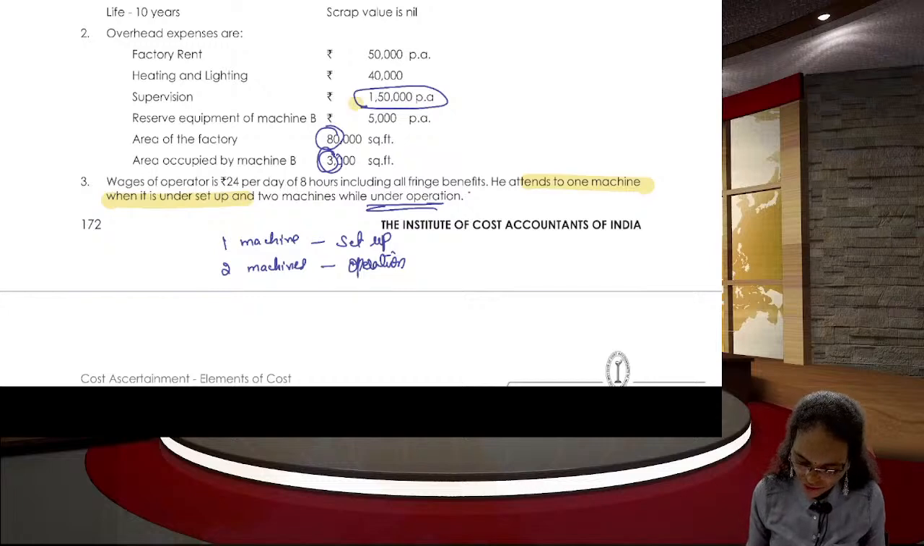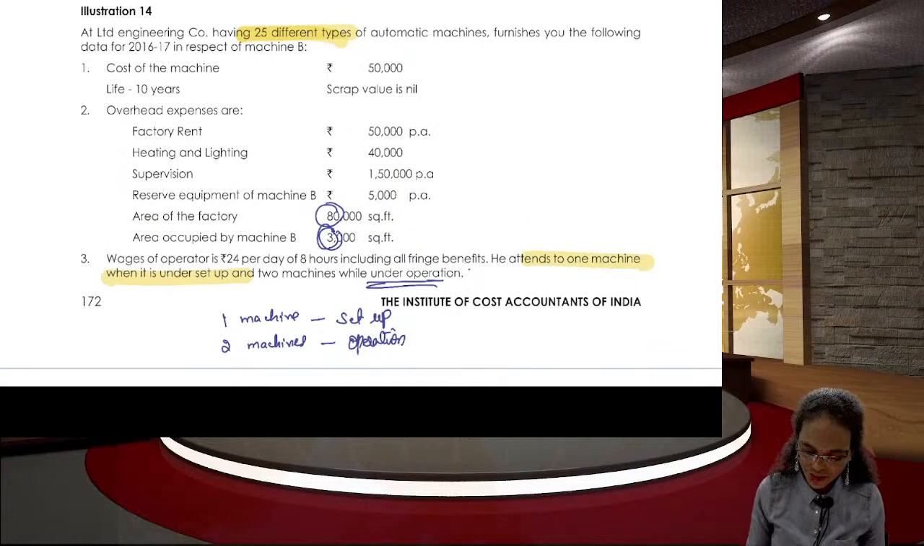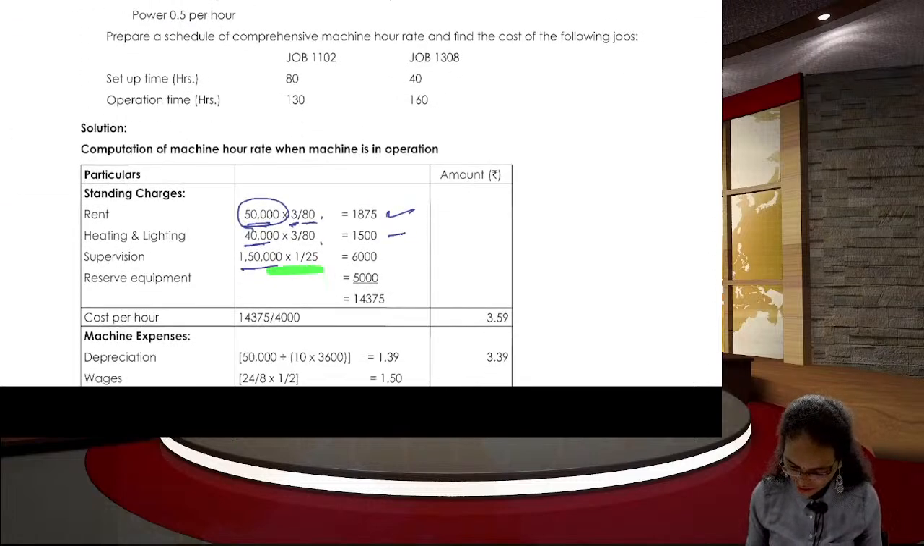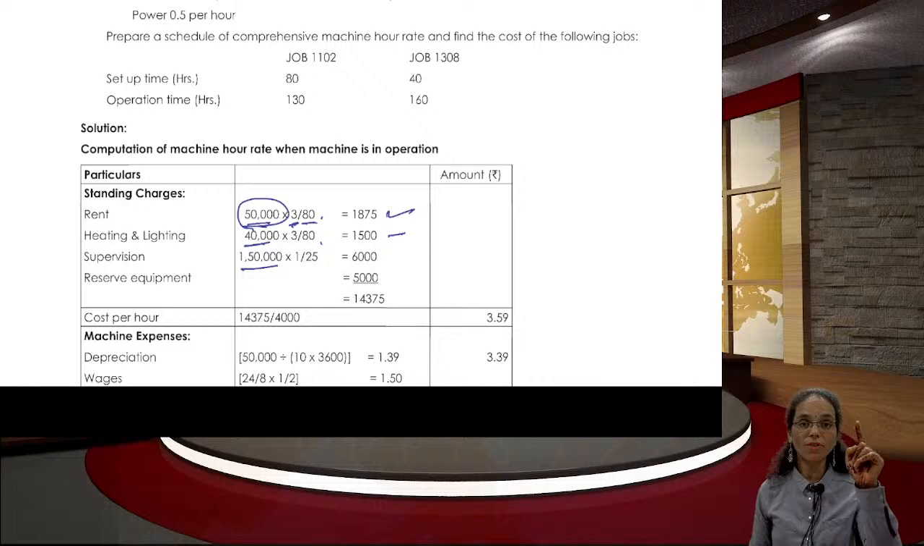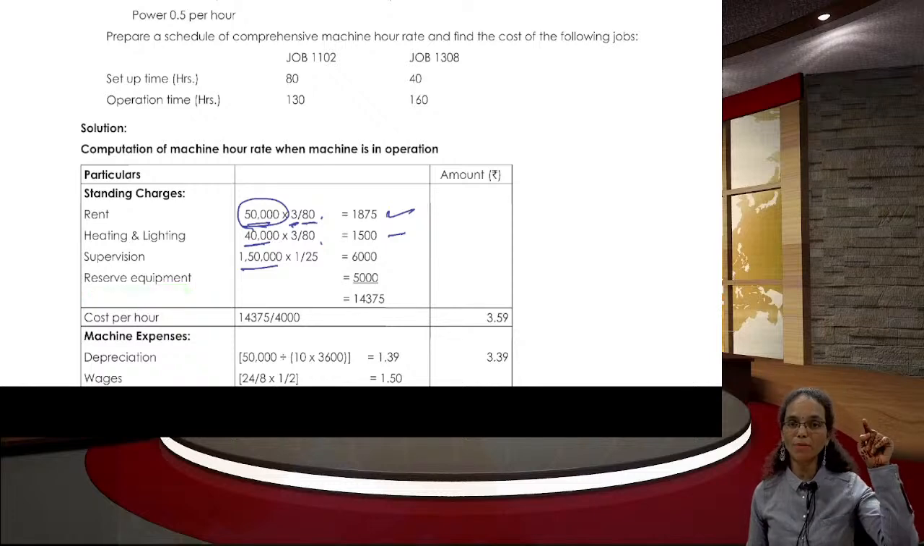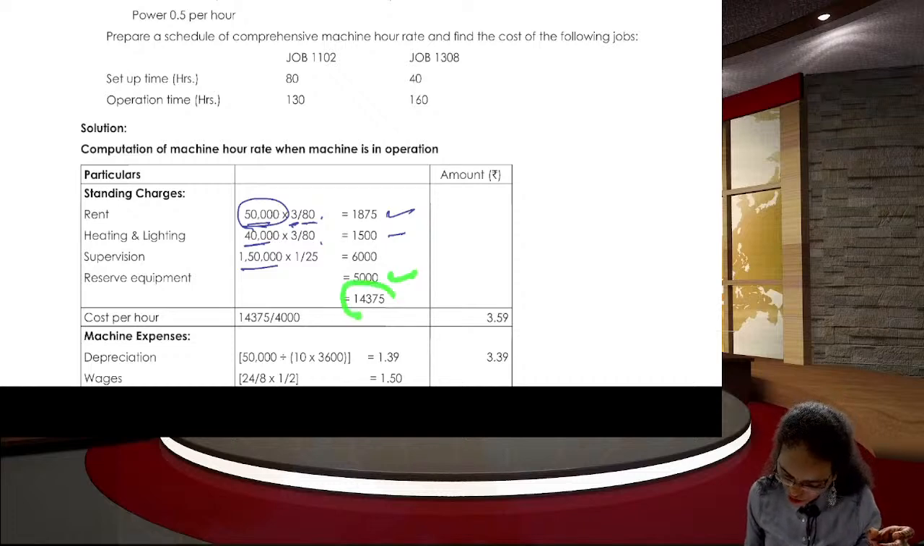So 1,50,000 rupees is the expenditure we are incurring. For what purpose? For supervising. How many machines we have? 25 machines we have. So 1,50,000 divided by 25. This is the supervisor charge for one machine. Reserve equipment, I told you, reserve equipment is kept only for this particular machine. So the entire amount has to be charged for this particular machine only. So this is a fixed charge.